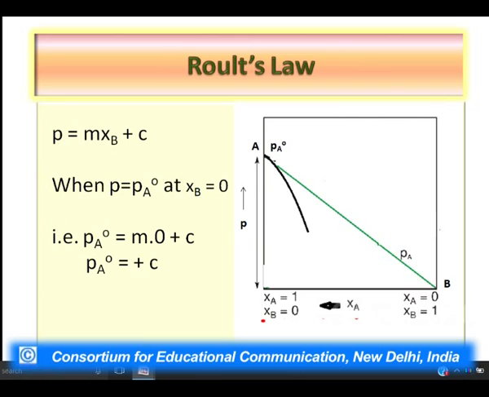Therefore, P_A naught is nothing but the vapor pressure of pure liquid A. The naught placed over P_A as a superscript means we are talking about the pure component. So P_A naught is the vapor pressure of pure component A, and this is the point A on the pressure versus composition diagram, which designates the vapor pressure of pure component A, that is P_A naught.